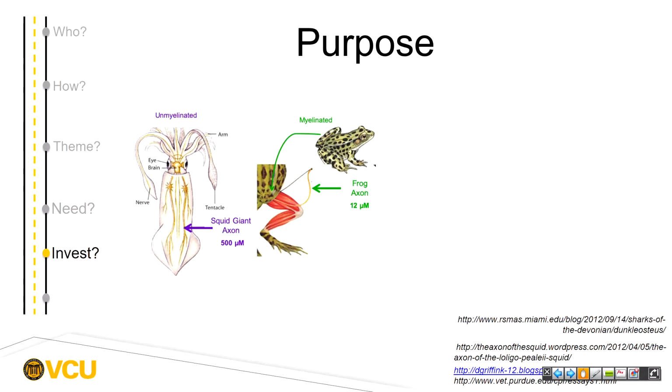Okay? Then we've got a frog. Same conduction speed. The axon diameter is now 12 microns. Okay, so what do we learn from that? The conduction speed is the same. But the axon itself, the diameter, is much smaller. The way that you accomplish that is with myelin. So you need myelin in order to conduct neuronal impulses quickly. Why might that be important?